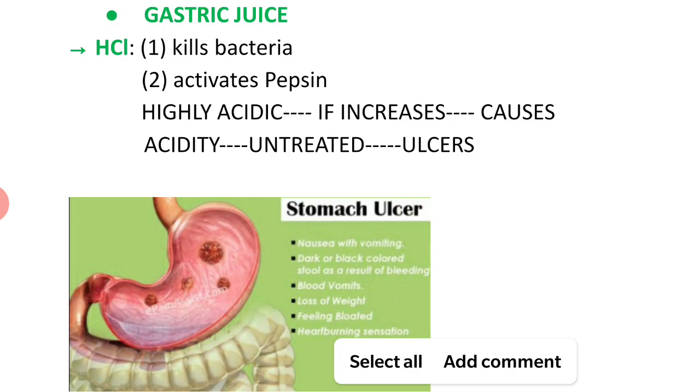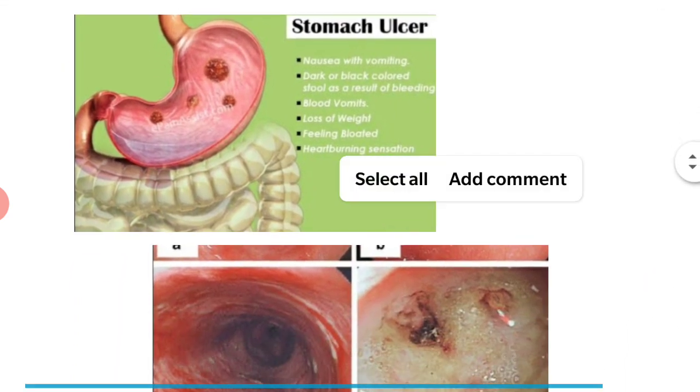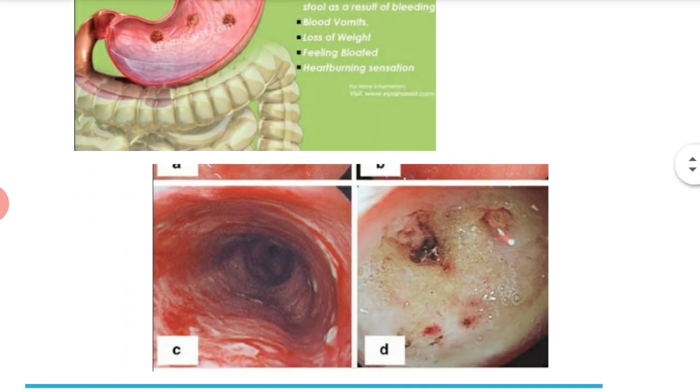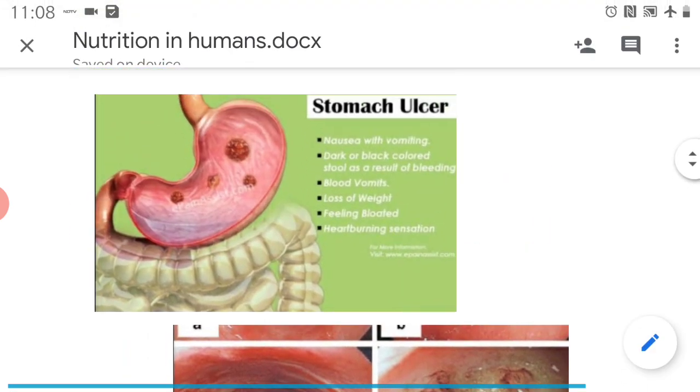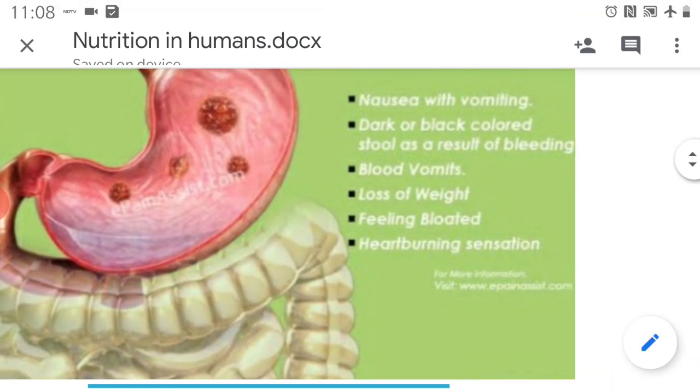In certain cases, especially in those people who very frequently eat fast food or very spicy food, the HCl secretion is increased. Because of that increase in HCl in the stomach, acidity is caused. And when acidity is not treated for a very long time, it may lead to formation of ulcers in the stomach. So in the first diagram you can see that ulcers are created, or they have shown ulcer formation in the stomach, and they have given certain symptoms of ulcer like nausea with vomiting, blood vomits, loss of weight, feeling bloated, heart burning sensation, etc.